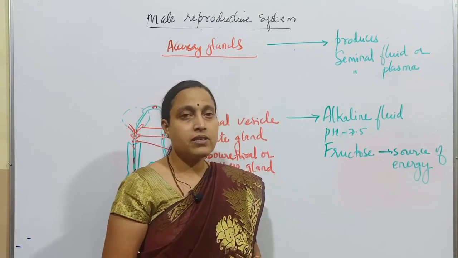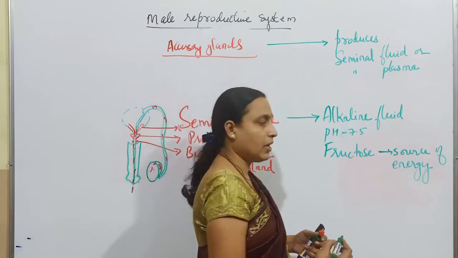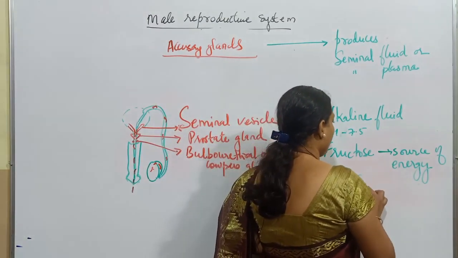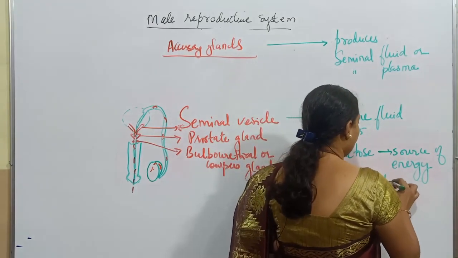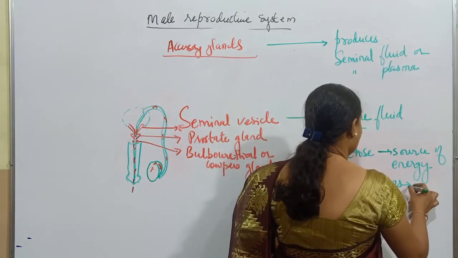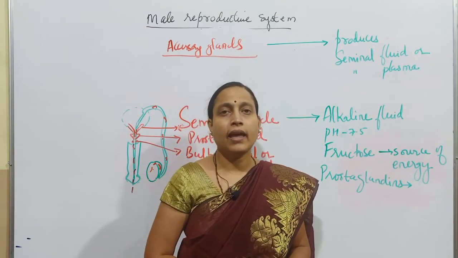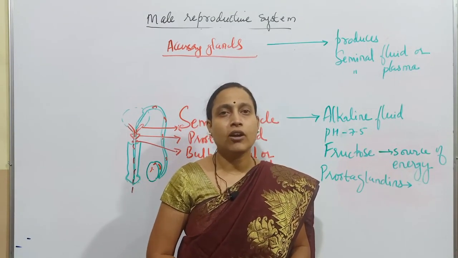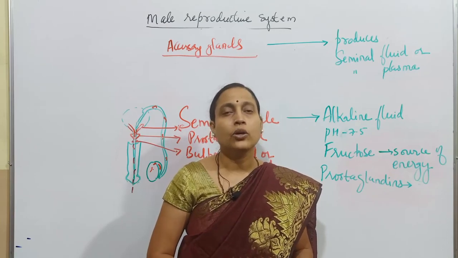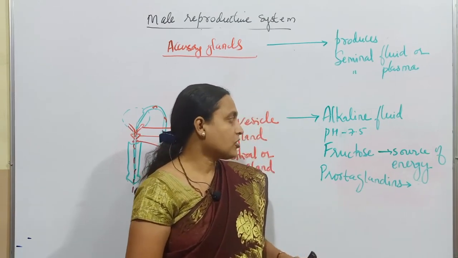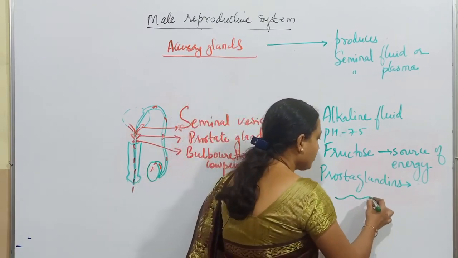Other substances that are also released by the seminal vesicle are prostaglandins. Now, the function of prostaglandins is that they induce muscular contraction in the uterus of the female. It means that with the presence of prostaglandin, for example, this is the female reproductive system.